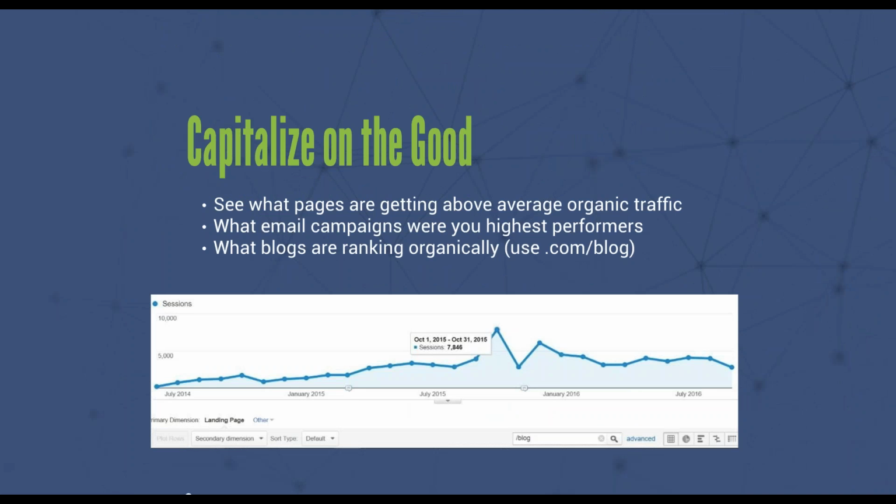As we're doing that, we want to capitalize on the good. There's certain things we're going to learn that we want to capitalize on. So we want to see what pages are getting above average organic traffic. And now that we know that, how are we going to change our strategy? How do we get more pages performing like those pages that are working really well for us in organic search? How do we get email campaigns to perform like our best email campaign?